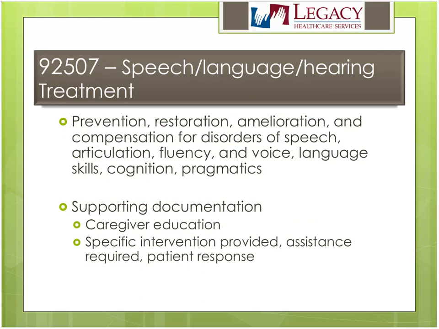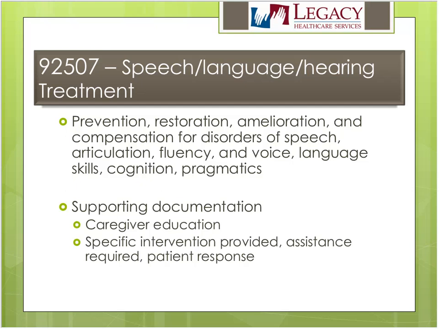92507 is then the treatment code, and that has not changed. So that will be the treatment code regardless of the speech evaluation code that you use. So 92507 is for the prevention, restoration, amelioration, or compensation for disorders of speech, articulation, fluency, voice, language skills, cognition, pragmatics. I do want to point out that it does talk about cognition here.